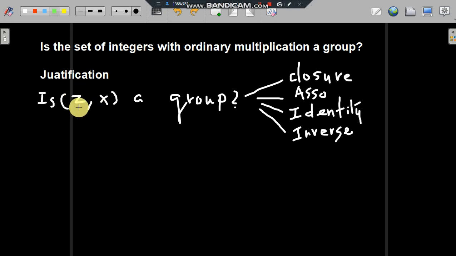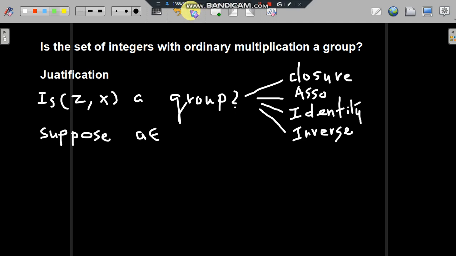That is, this set with this operation is closed. Similarly, this set with this operation is associative, and also this Z, the set of integers, has the identity. The identity this particular set has with respect to multiplication is 1. 1 is the identity for this group. Now the last one is inverse. So this inverse has some problem with this algebraic structure. Now let us look at that.